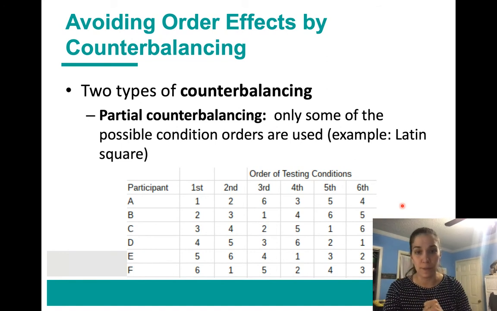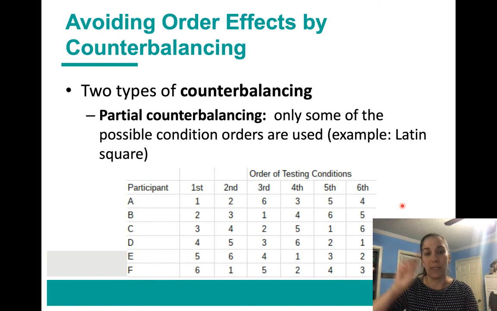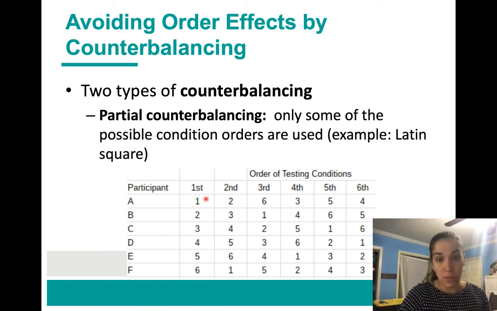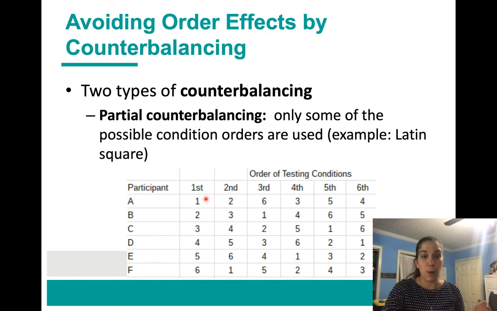So partial counterbalancing, in this example of a Latin square, is where only some of the possible orders are used. In a Latin square, every possible combination occurs at least one time. So what that means is where here you have the order of testing conditions. So if you have 6 conditions, so first, second, third, fourth, fifth, and sixth. So one participant gets exposed to order 1, 2, then 6, 3, 5, 4.